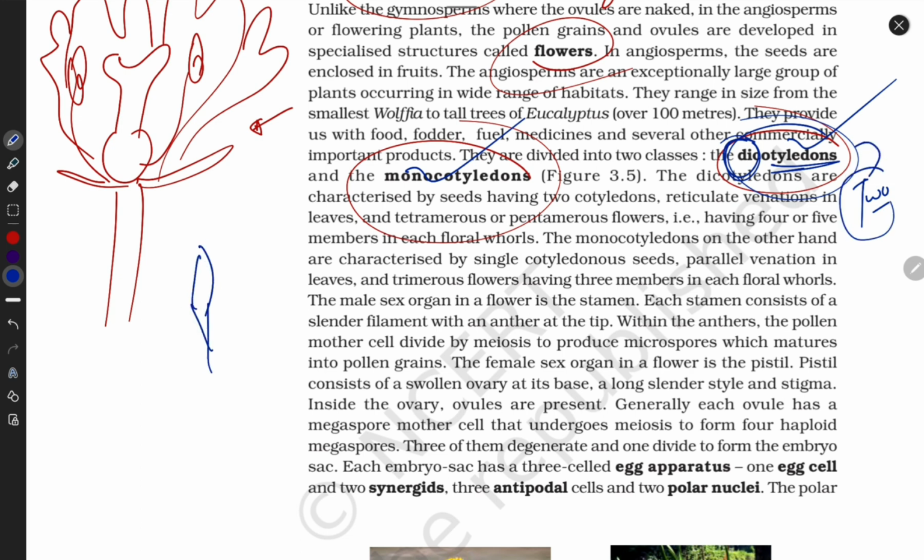When the seed germinates, if they have two cotyledons, those plants are dicotyledons. But if the seed has only one cotyledon, it means they are monocots. Clear? Okay, guys, this is not difficult.